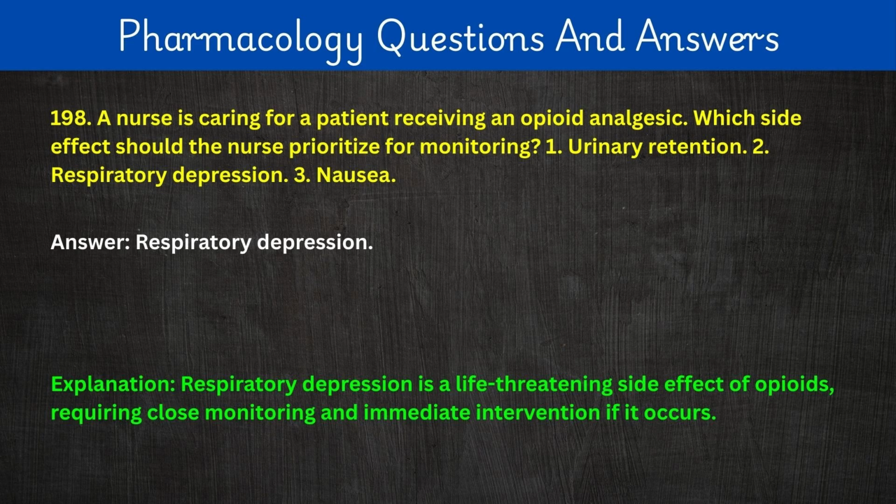198. A nurse is caring for a patient receiving an opioid analgesic. Which side effect should the nurse prioritize for monitoring? 1. Urinary retention. 2. Respiratory depression. 3. Nausea. Answer: respiratory depression. Explanation: respiratory depression is a life-threatening side effect of opioids, requiring close monitoring and immediate intervention if it occurs.